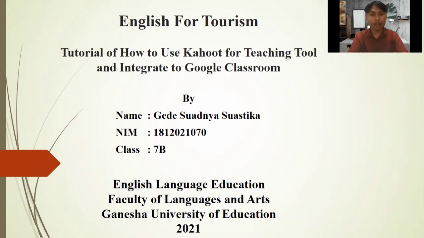But before that, I would like to introduce myself. My name is Gede Swatnya Swastika, and my identity number is 1812021070, and I'm a student in class 7B. I study at English Language Education, Faculty of Languages and Arts, Ganesha University of Education.